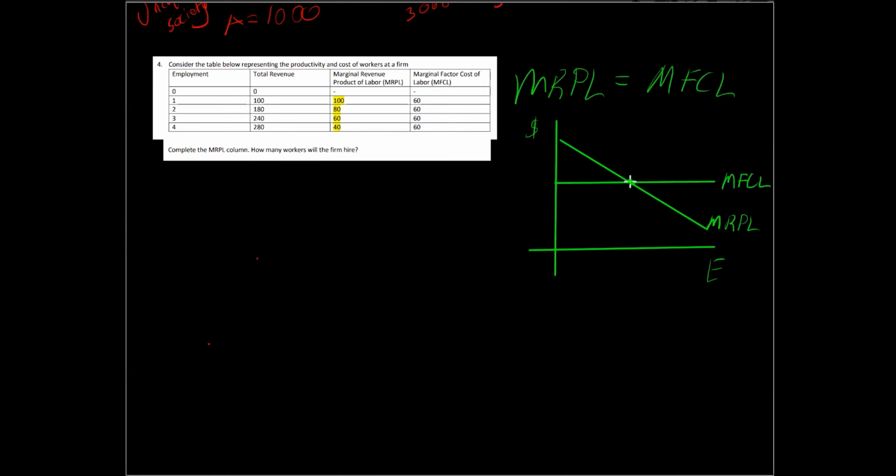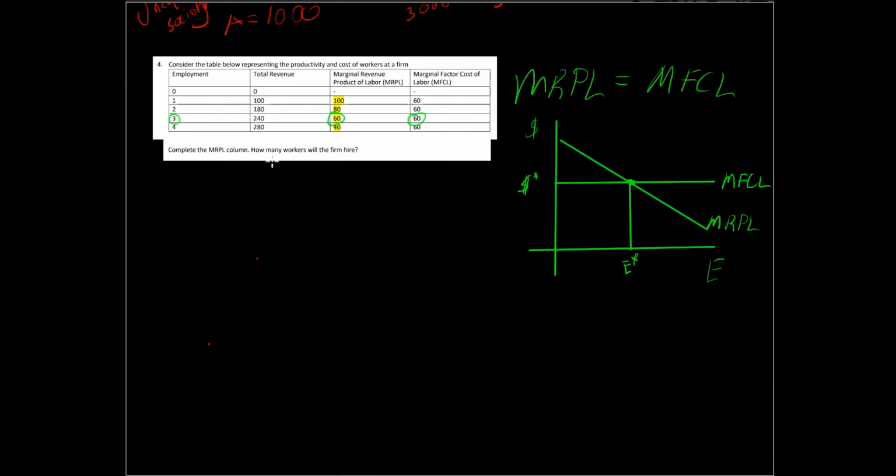And so we're really just trying to find that point, this level of employment and this wage rate, which we know because it's going to be fixed. All right, so pretty straightforward here. We just find where the two values are equal to one another, 60 and 60. And that corresponds to a total revenue of the firm of 240 and an employment level of 3.